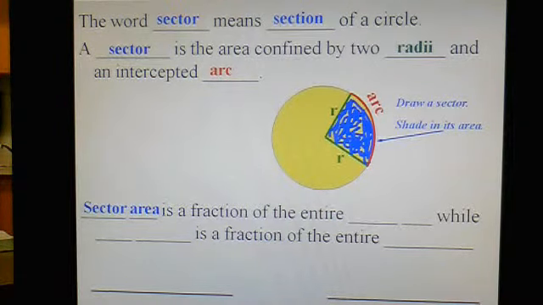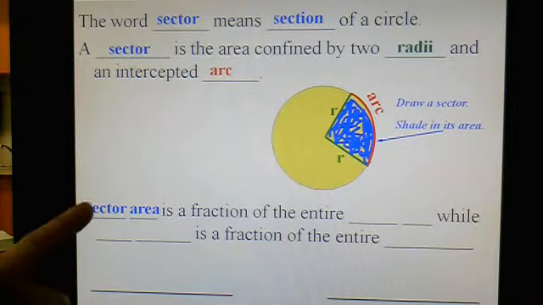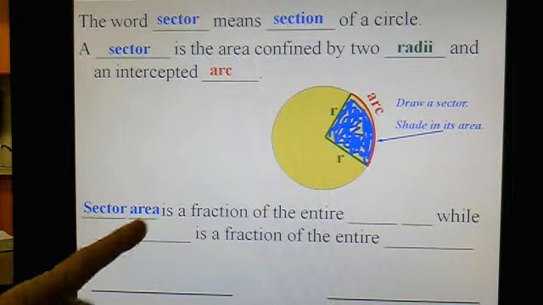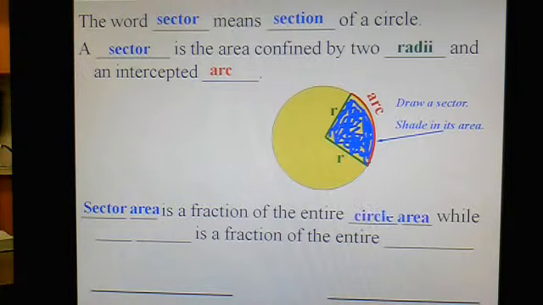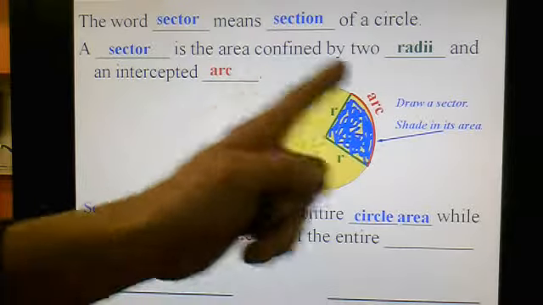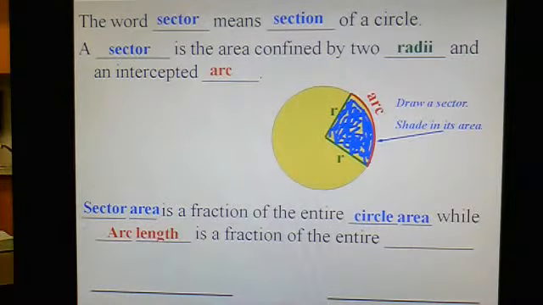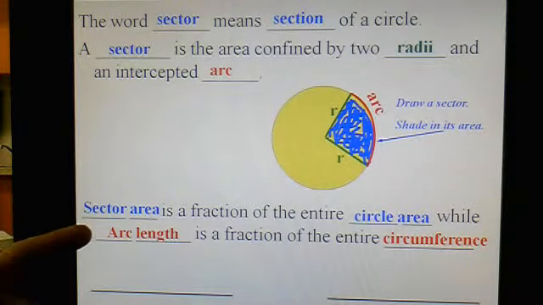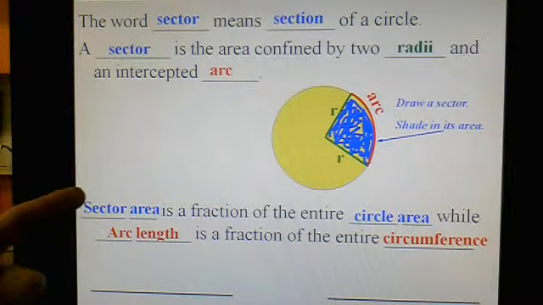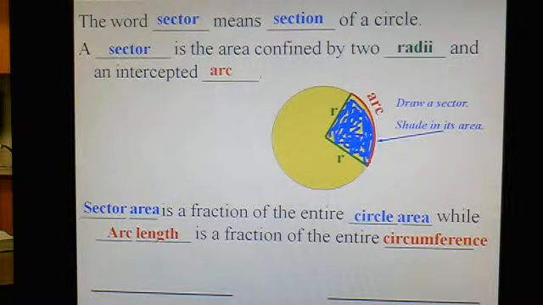Now you have an idea what a sector is. Basically a sector, as I mentioned earlier, is a fraction of the entire circle's area. So it's some fraction of pi r squared. At the same time, the arc length is a fraction of the entire distance around a circle. Of course, you know the entire distance around a circle is called circumference. So when you're trying to calculate these two things, you're basically taking a fraction of pi r squared, or taking a fraction of 2 pi r, the circumference.